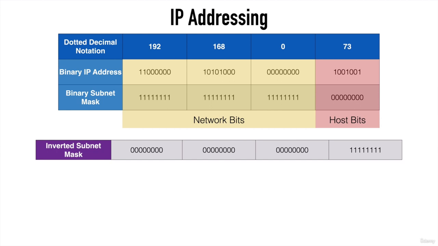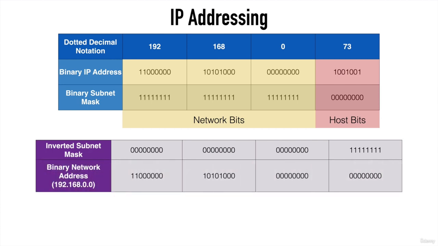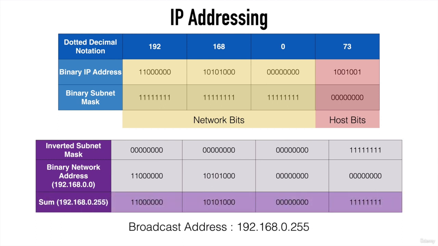We then take this binary number and we want to add that to the binary network address. Remember, the binary network address is 192.168.0.0. We see the binary equivalent of that here in this row. Once we add those together, you'll see the sum binary address that we have, and that does add up to the decimal equivalent of 192.168.0.255. That is our broadcast address.